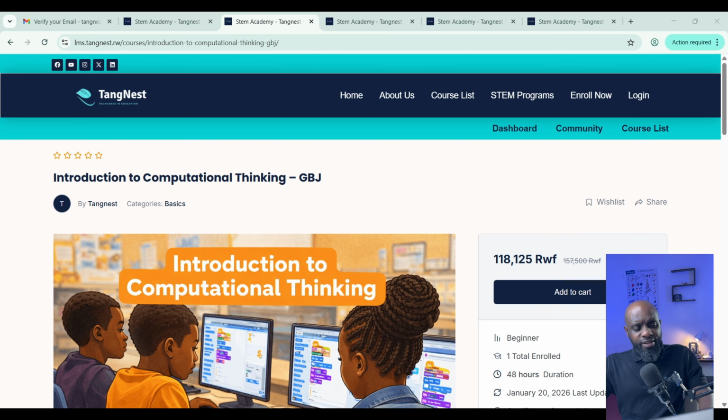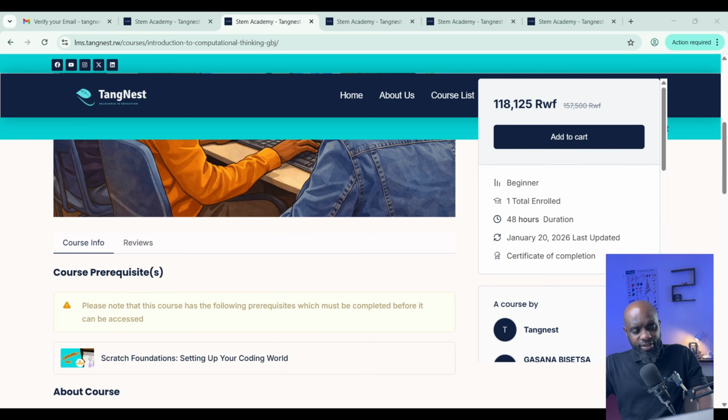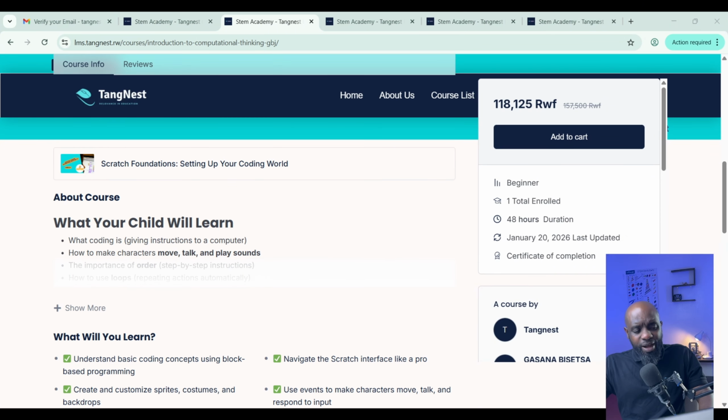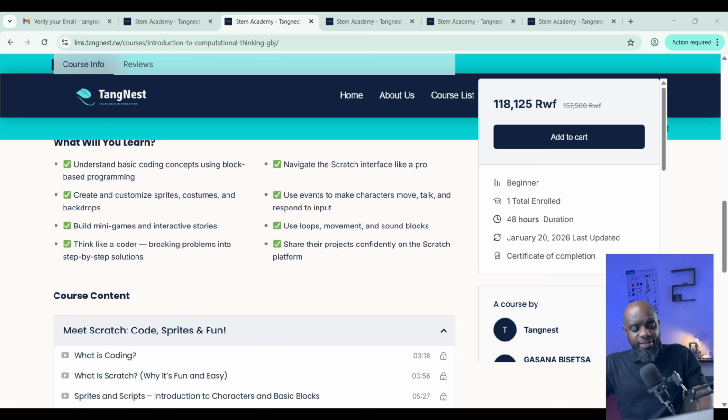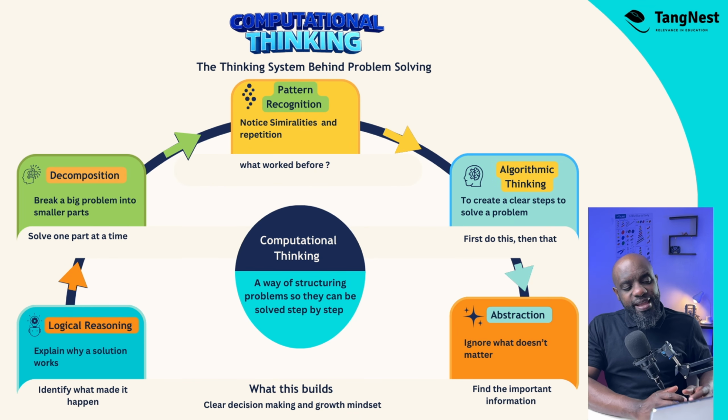Introduction to Computational Thinking. And when you look at it closely, there is this fancy word that many people don't even really understand. Computational thinking. So the question becomes, what exactly is computational thinking? And why is it important for children? Let me use this diagram to explain computational thinking.